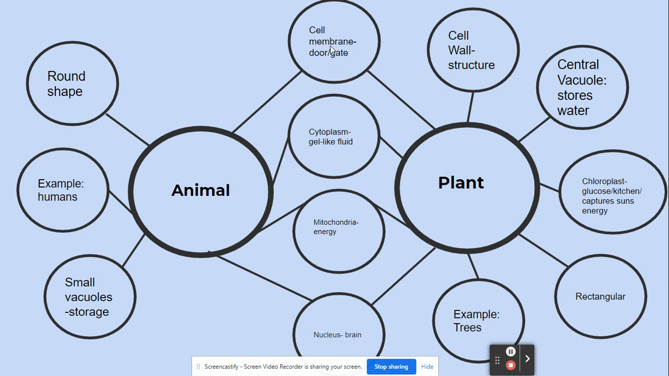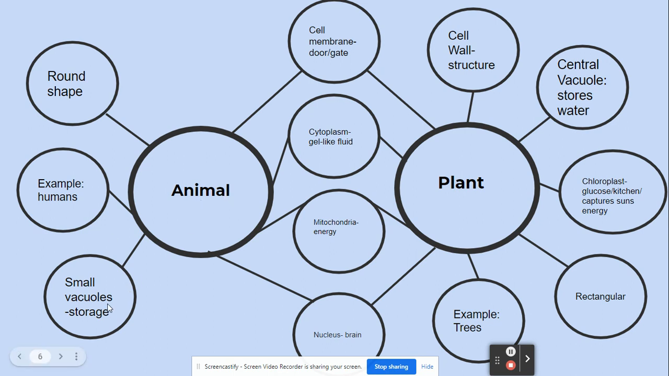Cell membrane, remember, that's the fence gate. Cytoplasm is the jelly or the gel-like fluid inside. The mitochondrion or the mitochondria is the powerhouse, the one that makes the energy. And the nucleus is the brain. And these are the organelles they share in common. We already talked about the shape, round, and then for plants it's rectangle. An example of an animal would be humans. You could put anything else.